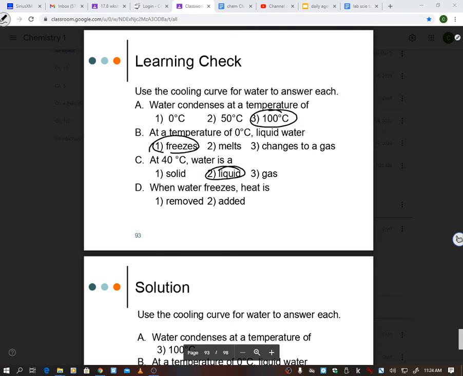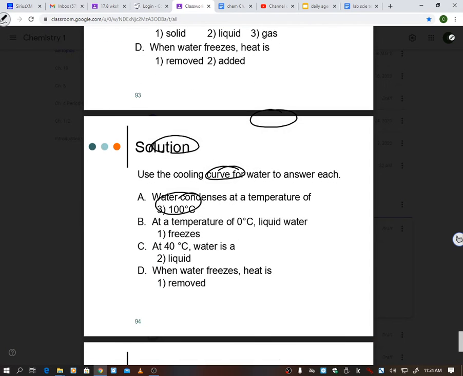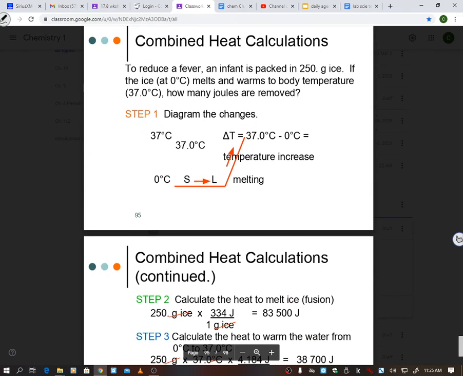When water freezes, heat is, well, think about this. If it's freezing, heat was removed, right? And that is what is showing here. If you're freezing something, you're not heating it up. Now, if I want it to evaporate, I'm going to heat it up, right? Think about heating up water. It evaporates. All right, so heat calculations. That's what we're going to look at next.